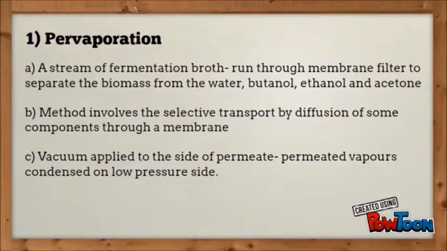In pervaporation, the fermentation brew runs through the membrane filter to separate the biomass from water, butanol, ethanol, and acetone. The method involves the selective transport by diffusion of some component through the membrane. Vacuum is applied to the permeate side. Permeate vapor will condense on the low pressure side.